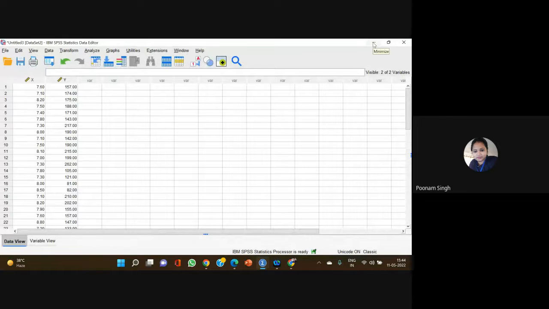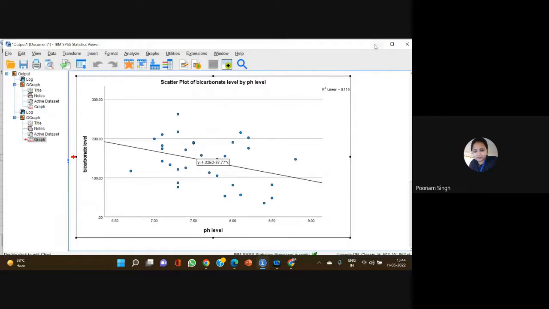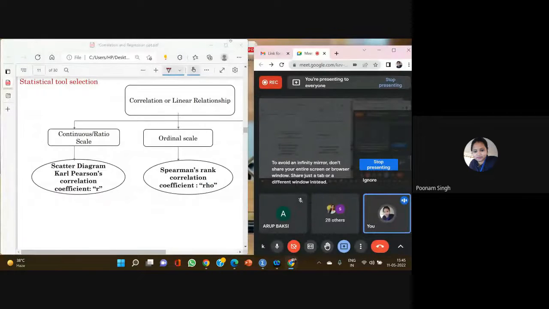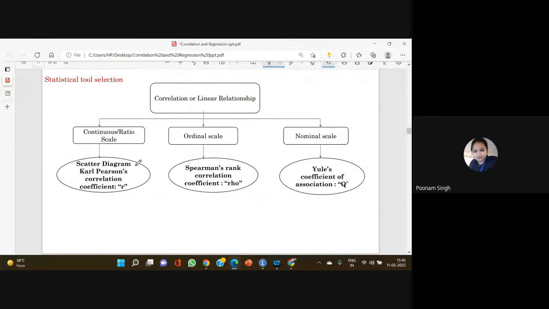So this is how we draw the scatter plot. Moving on to the next, we will do other examples of calculating the correlation coefficient. Okay, coming to the next, that is statistical tool selection.